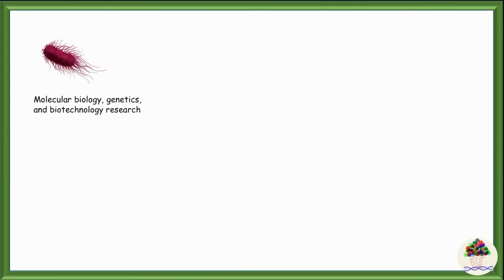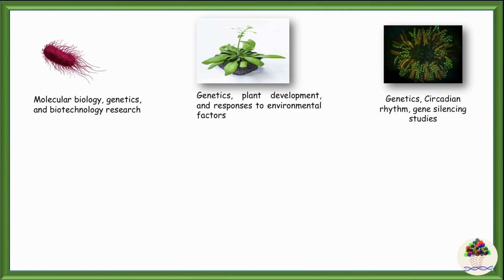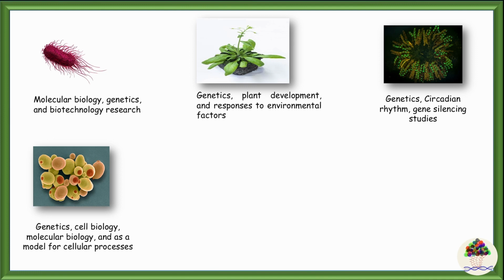So these are the functions or applications of those model organisms. Escherichia coli is basically used in molecular biology, genetics, and biotechnological research. Arabidopsis thaliana is used in genetics, plant development, and responses to environmental factors. Neurospora crassa is widely used in genetics, circadian rhythm, and gene silencing studies. Saccharomyces cerevisiae is used in genetics, cell biology, molecular biology, and as a model for cellular processes. C. elegans is used in genetics, development, behavior, and neurological studies.